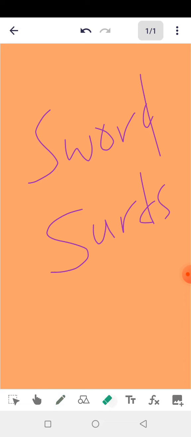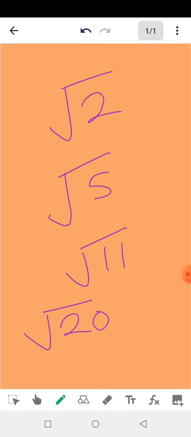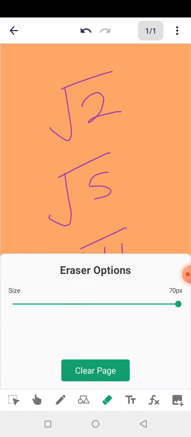Now, surds technically or basically refer to numbers with a square root symbol over them, e.g., square root of 2. I think this is very simple. When you see square root of 2, that's a surd, square root of 5, maybe square root of 11, even square root of 20. We can look at it as a surd. Or in summary, we can also say it is referring to irrational numbers.